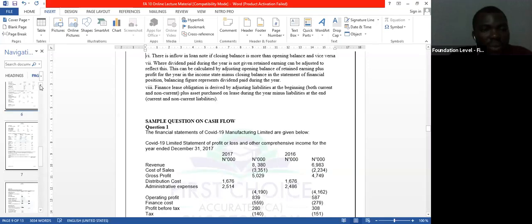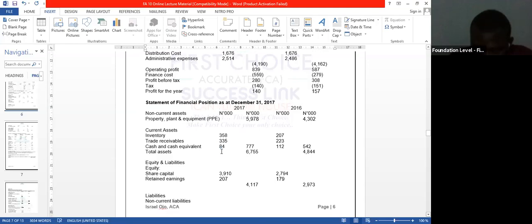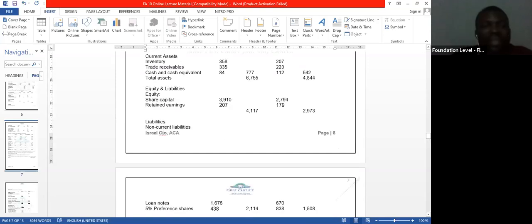You now check. Let's see this cash and cash equivalent. We have 84 here for 2017. So the next thing for us is to go down to overdraft. So overdraft for 2017 is 267. So 267 minus the cash and cash equivalent for 2017, which is 84, will give us what?